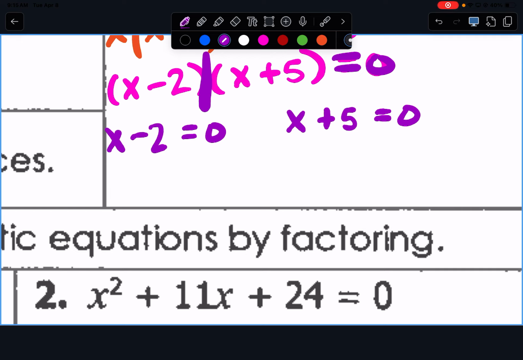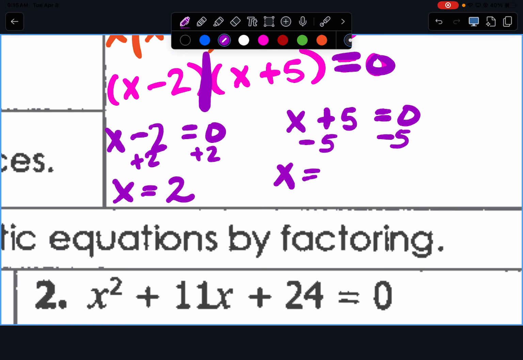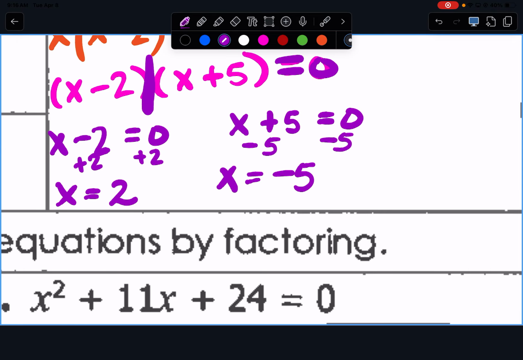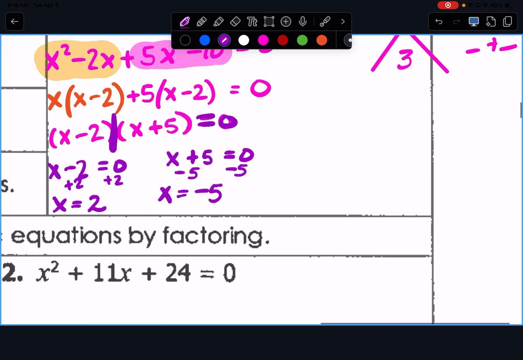And so what could I do to solve x minus 2 equals 0? Add 2 to both sides. So we get x is equal to 2. For x plus 5 equals 0, how would I solve that? So I would get x is equal to -5. So then we have our solutions.